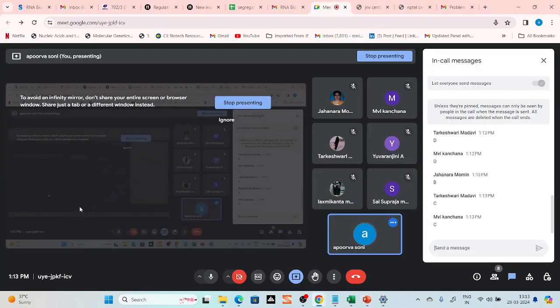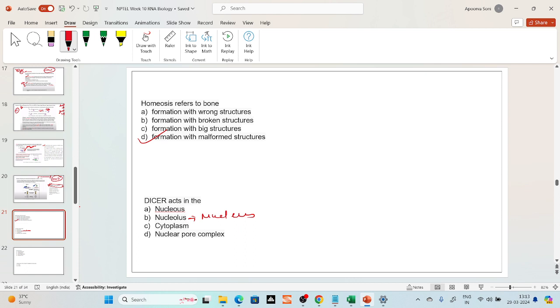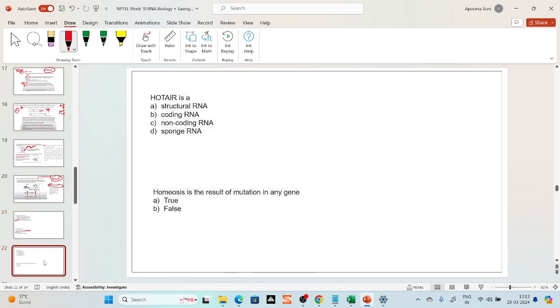Okay, I'm switching the screen. Okay, so Tarkeshwari, Madhavi, and Kanchana have answered C, which is correct. So Dicer acts in the cytoplasm. We have already studied that in the cytoplasm, Dicer acts and then it cleaves and it forms the non-coding RNA. After the RNA is formed, when it comes out of the nucleus to the cytoplasm, at that point only all this happens. Okay. Next question is, HOTAIR is a structural RNA, coding RNA, non-coding RNA, or a sponge RNA?